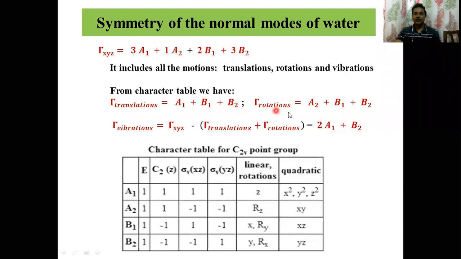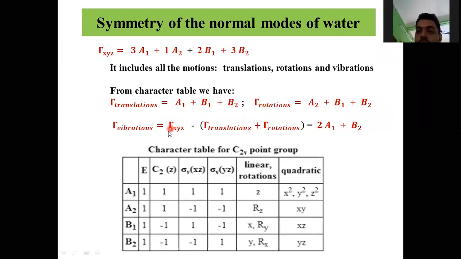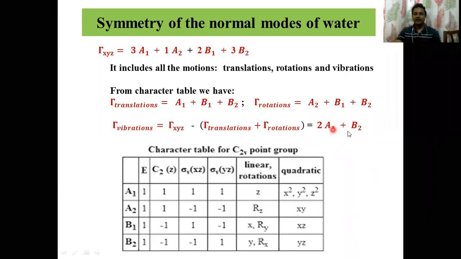Now if we go for rotation, rotation goes along RZ, RY, and RX. RZ is A2, RY is B1, and RX is B2. So that is A2 plus B1 plus B2. Now if we subtract these two from the total, then I get the vibration.